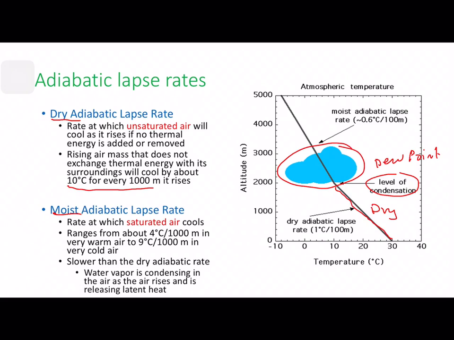And this is saturated air now because it's hit the dew point and it's condensing, and it goes slower than the adiabatic rate, at between 4 and 9 degrees. So the line changes. It's going slower as you go up.